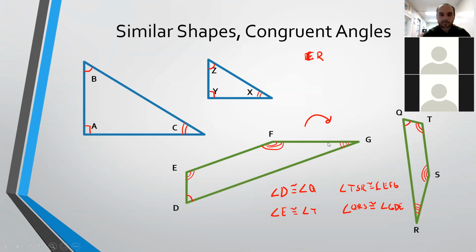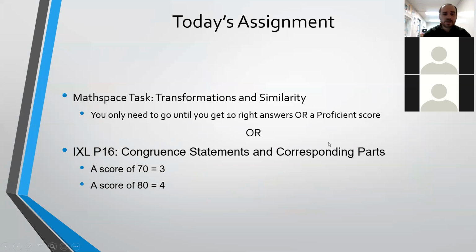So all your homework is going to be about today is finding corresponding parts in different shapes. So you'll get 2 different shapes and have to say which angles are congruent or which side lengths are congruent. You can either do the math-based task transformations and similarity. It's a long math-based task, so you can either go until you get a proficient score, or you get 10 questions right. And what I mean by 10 right answers is not I skipped the step and then I just typed in the final answer. They need to be green check marks for 10 right answers.